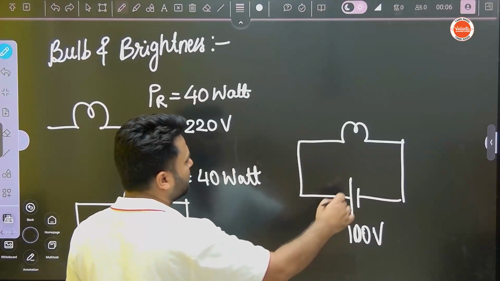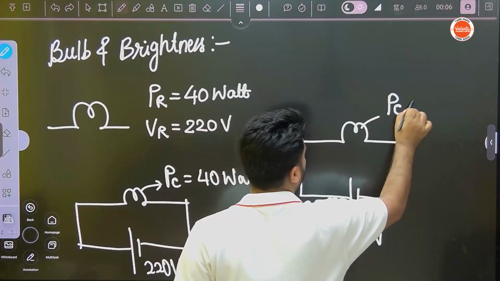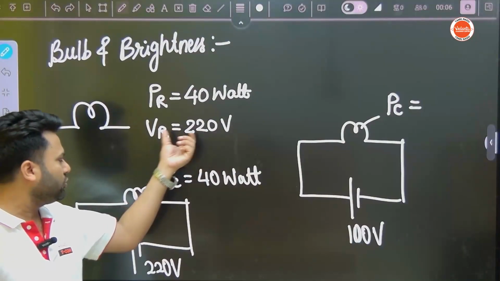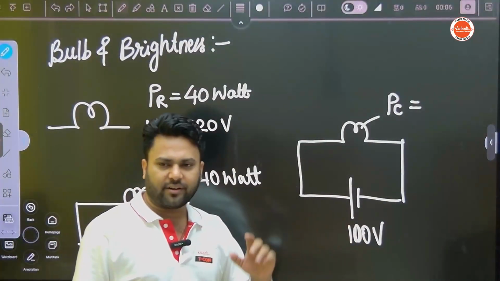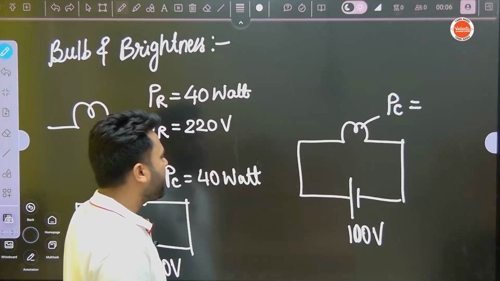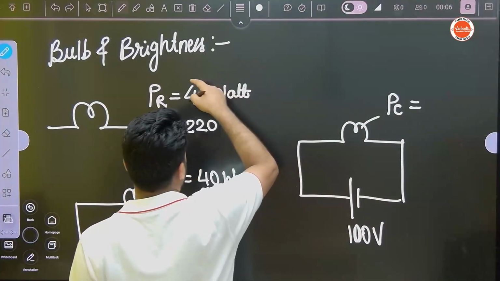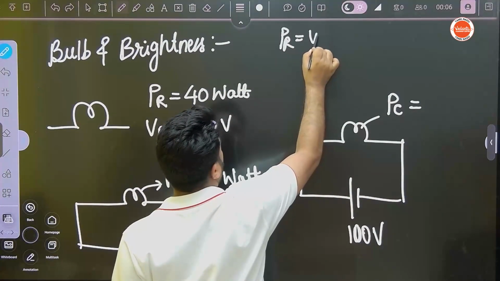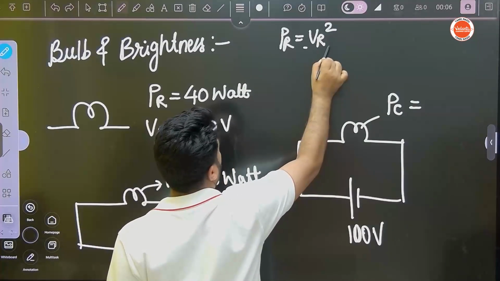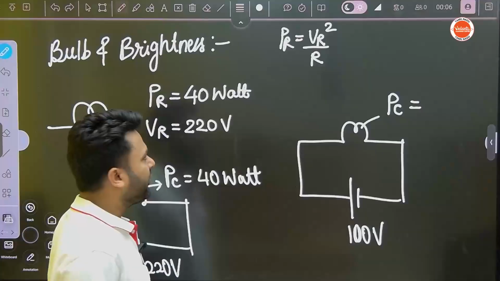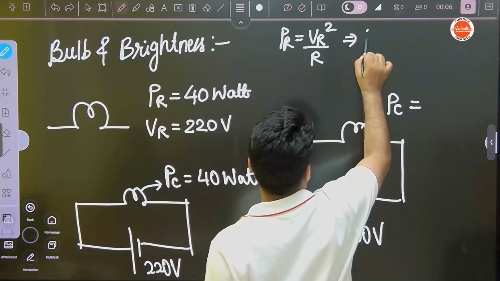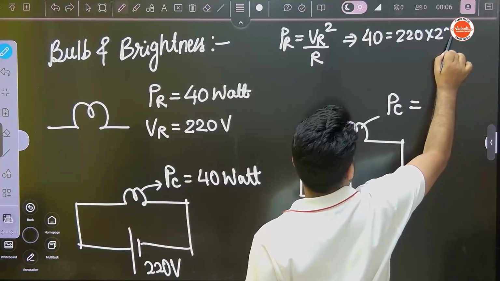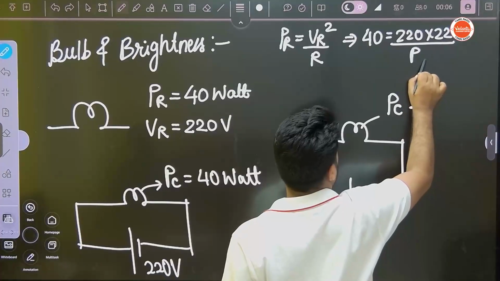Then they will ask what the power consumed is. Now it won't be 40. Why? Because you have not applied across 220. They have told that across 220 it will consume 40. You have applied across 100. What do you have to do? The first step is to find the resistance through this formula. Rated power equals rated voltage square by R. In this example, rated power is 40 and rated voltage is 220, so 220 square by R. From here you will get R.